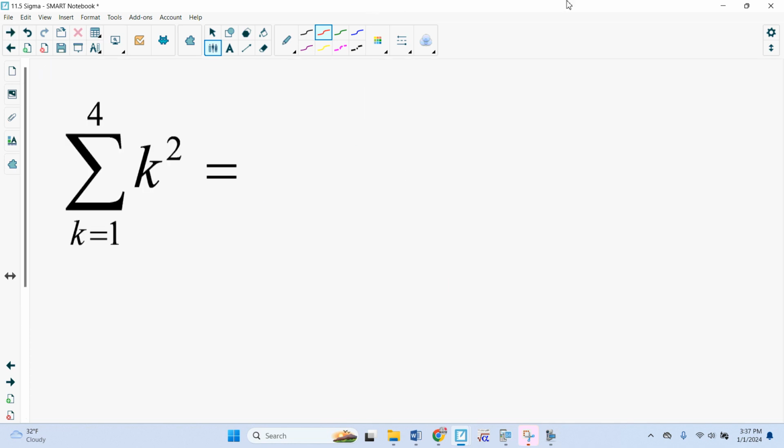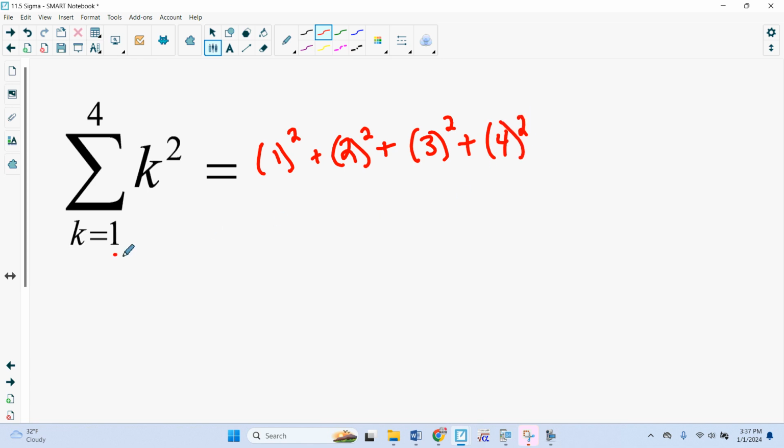So we have sigma, k equals 1 to 4, of k squared. So we start at the 1 and we put 1 in for k, and we have 1 squared. Then you count up. You put 2 in, and you get 2 squared. And then we count up and put in 3 squared. And then we count up and put in 4 squared. So you start at the bottom number, you go to the top number. So this would be 1 plus 4 plus 9 plus 16.